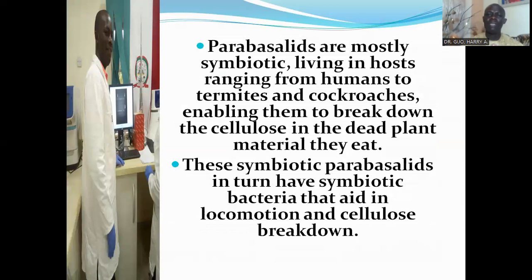Parabasalids are mostly symbiotic, living in hosts ranging from humans to termites and cockroaches, enabling them to break down the cellulose and the dead plant material they eat. These symbiotic parabasalids, in turn, have symbiotic bacteria that aid in locomotion and cellulose breakdown.